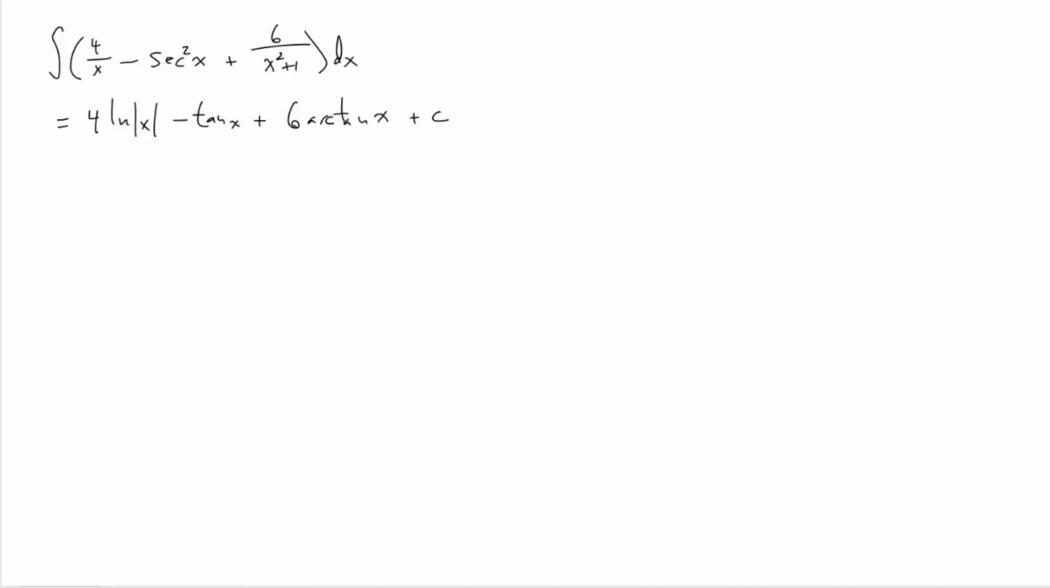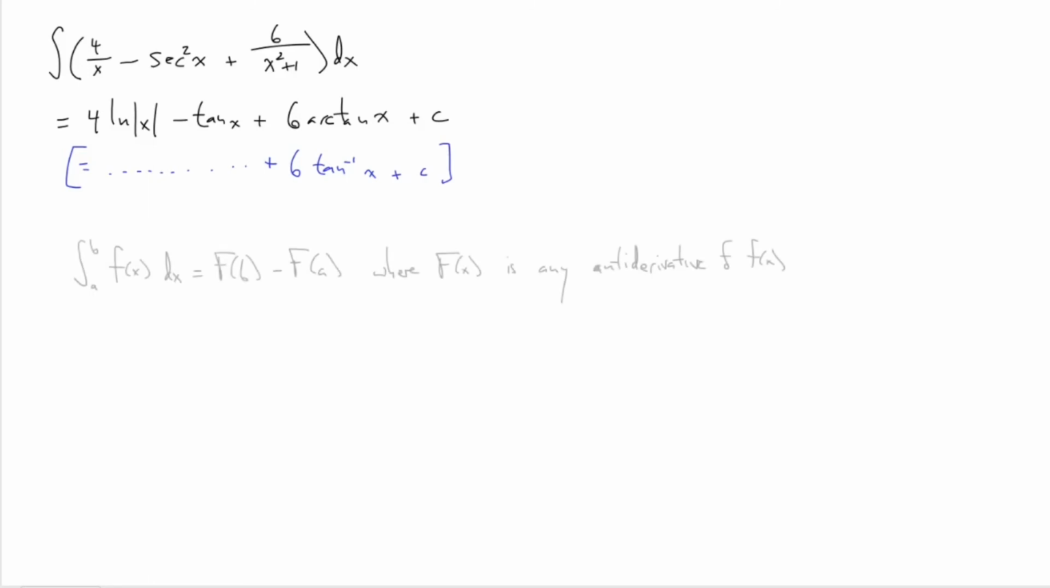The beautiful thing about these antiderivatives, these indefinite integrals, is that they're really easy to check. Take the derivative of the function that you came up with here, and you better get 4 over x minus secant squared x plus 6 over x squared plus 1. And just a quick note, if you'd prefer to write the inverse tangent as tangent to the -1 instead of arctangent, they're the same thing. I don't care how you write it, you choose.